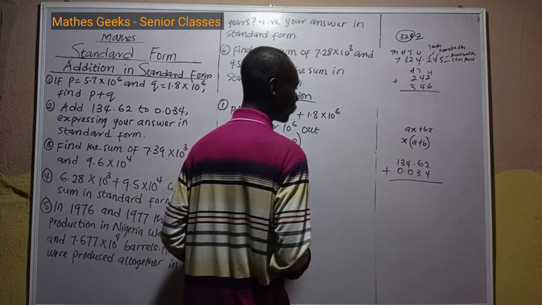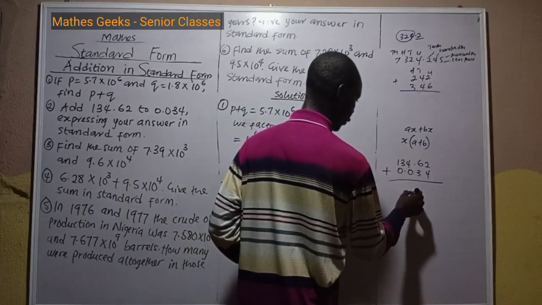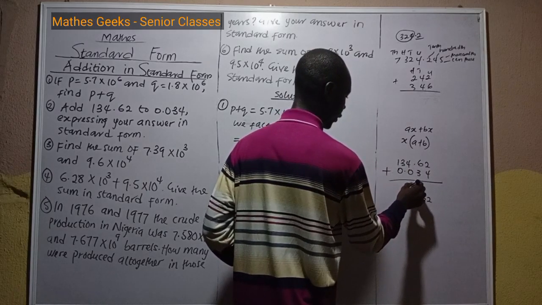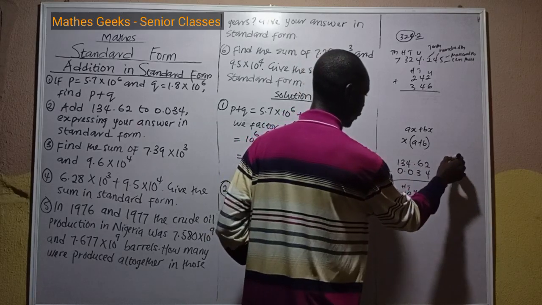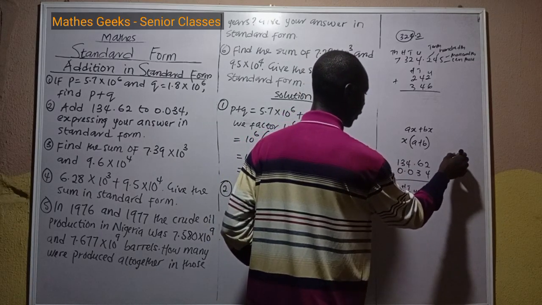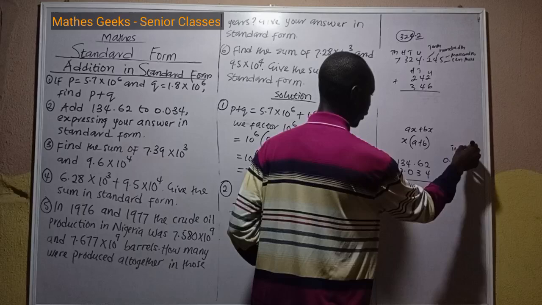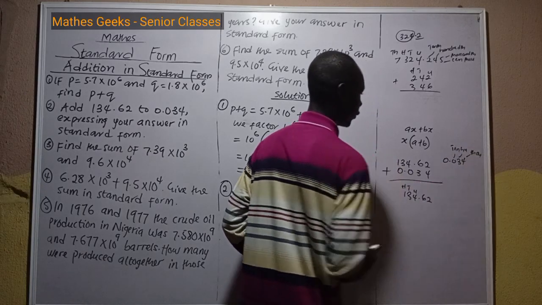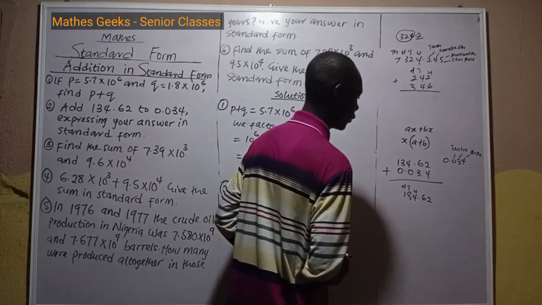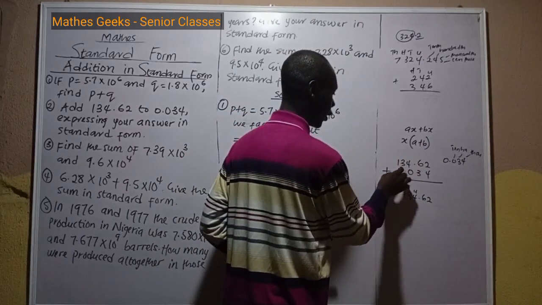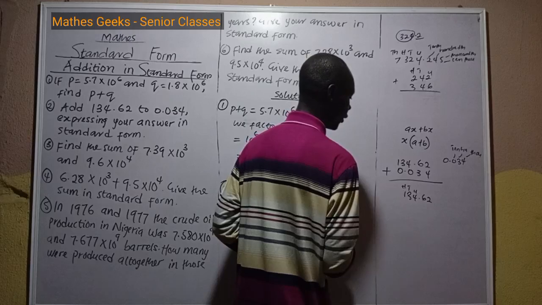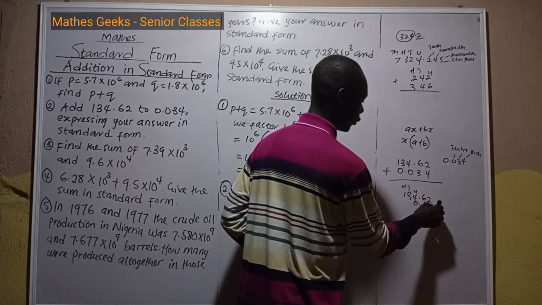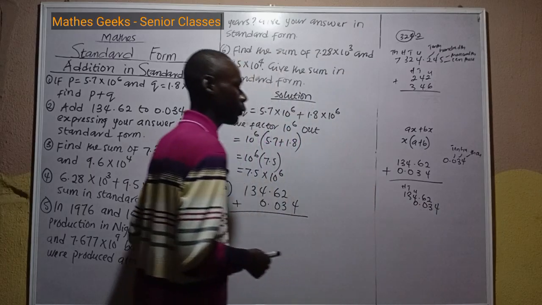Same thing applies here. For a number like 134.62, this is your unit, this is your tens, this is your hundreds. For 0.034, this is our tenths, this is our hundredths, and this is our thousandths. So our arrangement will not follow that. The 0, which is our unit, should be under the unit. This is the tenths, this is the hundredths, and this is the thousandths. That's the appropriate arrangement.